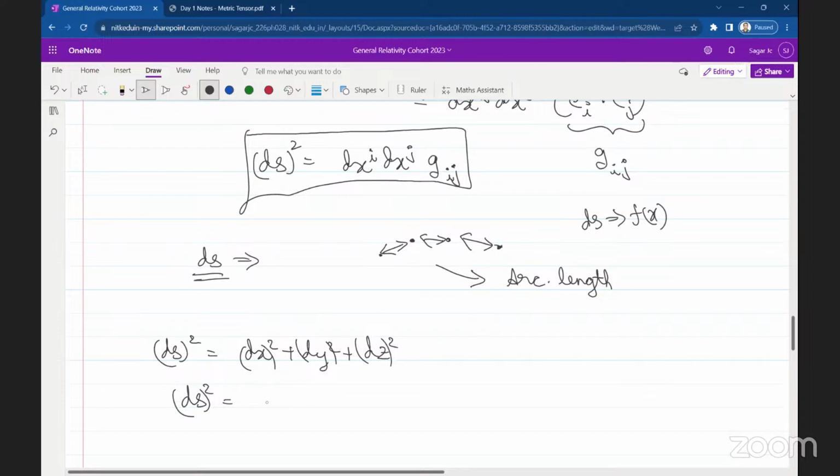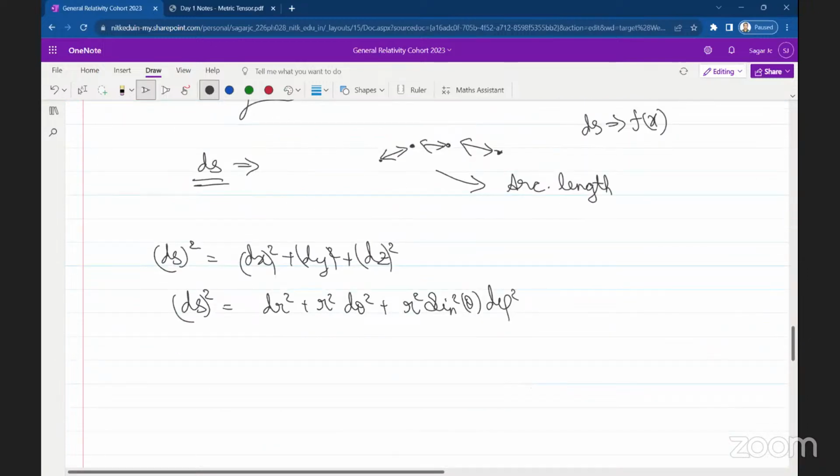dr square plus r square d theta square plus r square sin square theta d phi square. So this is the ds square expression in the polar coordinates, or 3D spherical polar coordinates. It is important. This metric tensor is important to get the expression for ds square, where ds square is used to get so many other properties of the curved space.